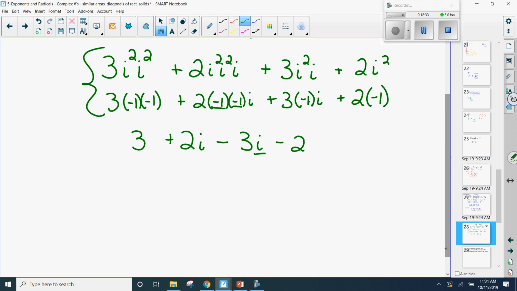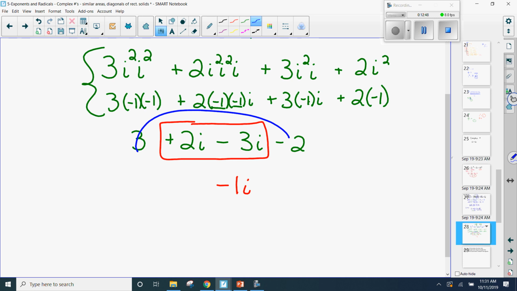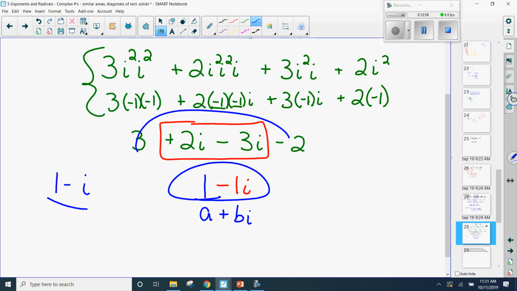Now, Landon, can you group like terms together? Yes. What can we group together now? Those two, which give you -1i, and you can group these two together to give you 1. This is in the format of a plus bi. There's your answer right there. 1 minus I. You may put 1 minus I because the one's understood to be as a coefficient.